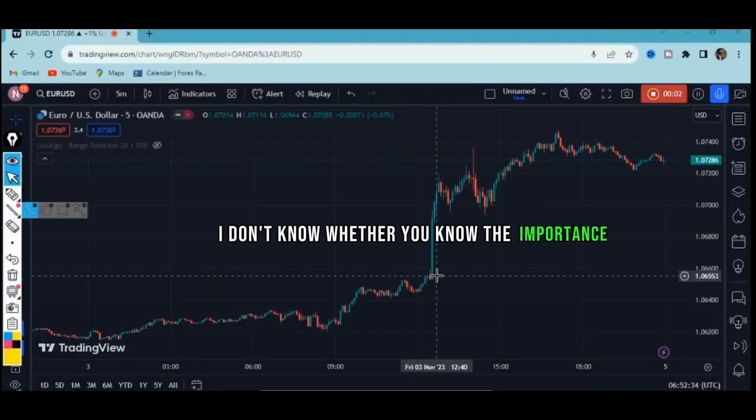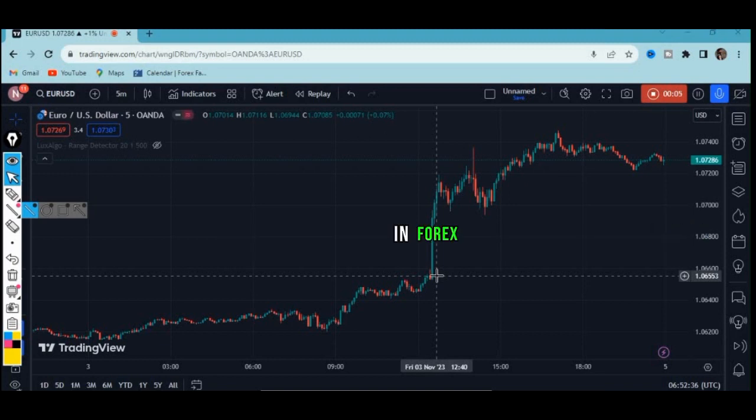Do you know the importance of a range in the forex market? It is very effective because the phase of the market moves from a ranging market to a trending market. And you know what? A ranging market is the one that produces a trending market. When does this happen? When a breakout takes place.